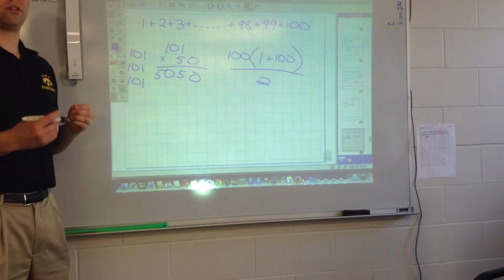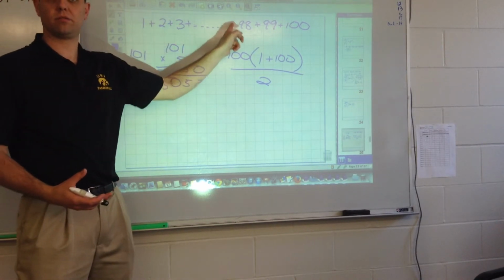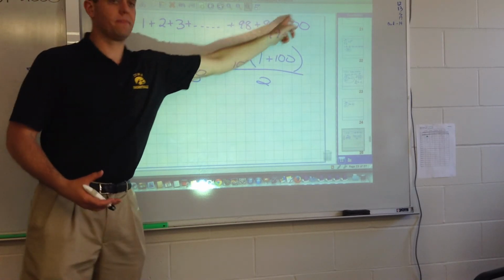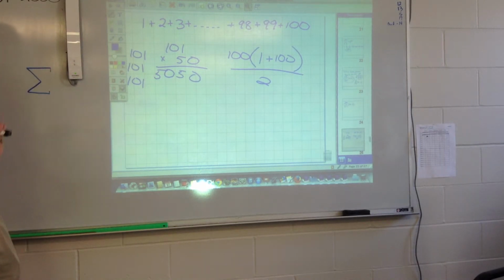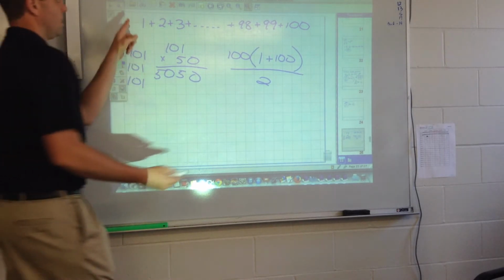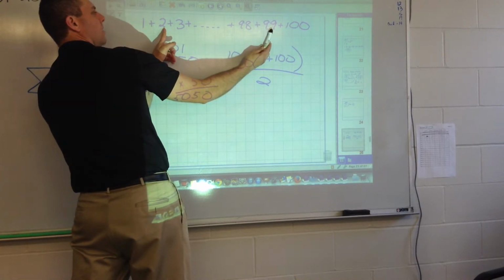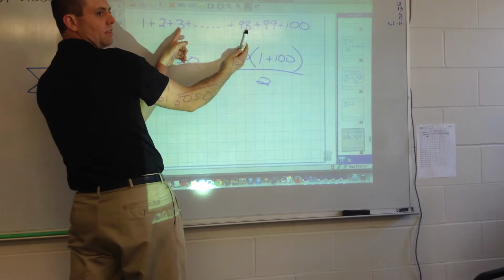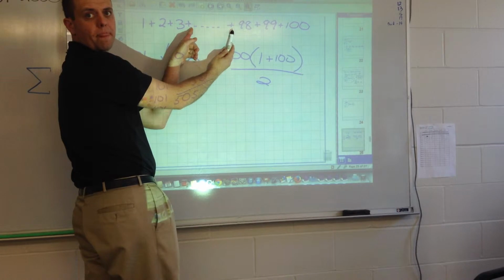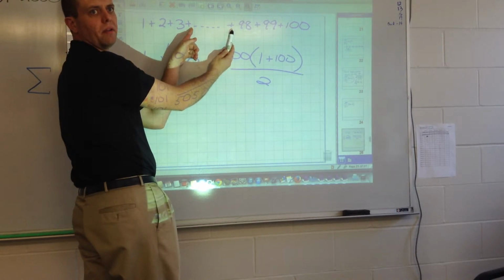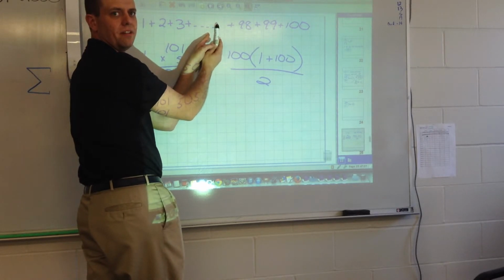A real quick way to do this is with an arithmetic sequence, which is what this is. This is arithmetic, right? Because what am I doing each time? Adding 1. I'm adding the same number. Okay, so as long as it's arithmetic, you can follow this little trick. If I take 1 plus 100, what do I get? 101. 2 plus 99. 3 plus 98. 4 plus 97. I'm going to keep getting 101, right? How many times will I get 101? 50. Because what will be the last 2 numbers that I add together?